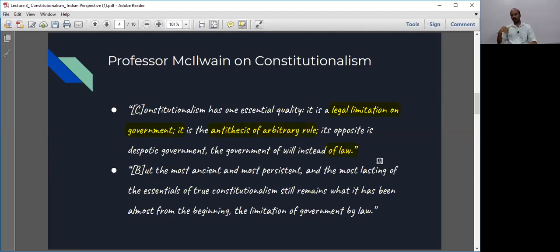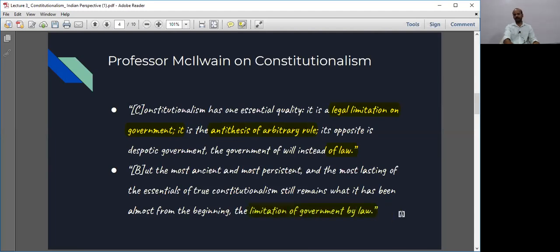Now we will discuss all the details of rule of law, but for this video, I will skip this and we won't talk in detail about rule of law. When we move to the next quote, he proceeds and says, but the most ancient and most persistent and the most lasting of the essentials of true constitutionalism still remains what it has been almost from the beginning, the limitations of government by law. So again, the emphasis is on limitation of government by law.